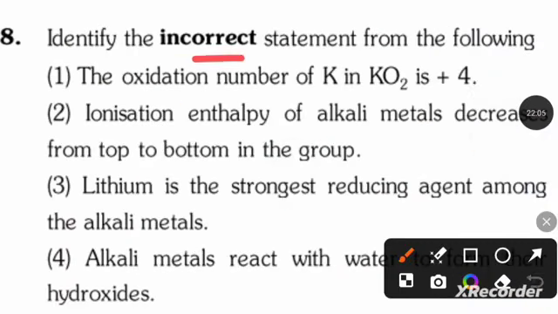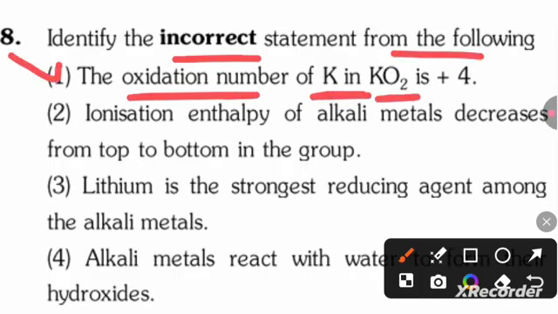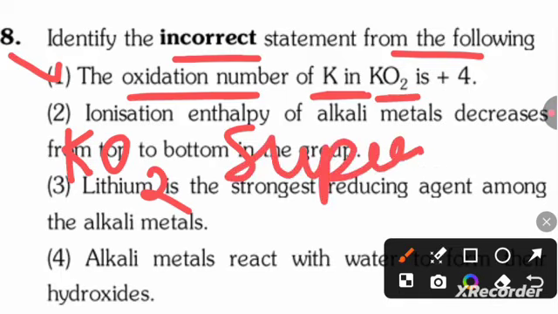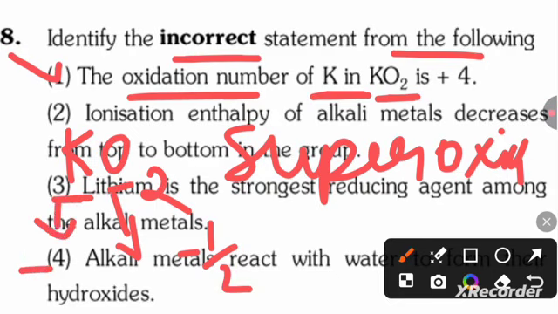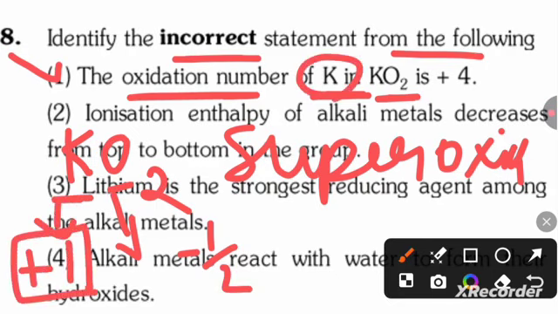Identify the incorrect statement from the following. The first statement: the oxidation number of potassium in KO2. Children, KO2 is a superoxide. In a superoxide, the oxygen oxidation state is -1/2 and potassium will be +1. So not +4. In KO2, the potassium oxidation number is +1. So that's why this is the incorrect statement.